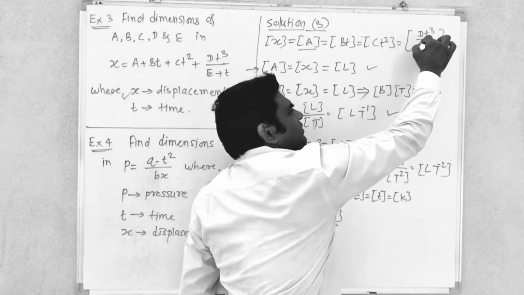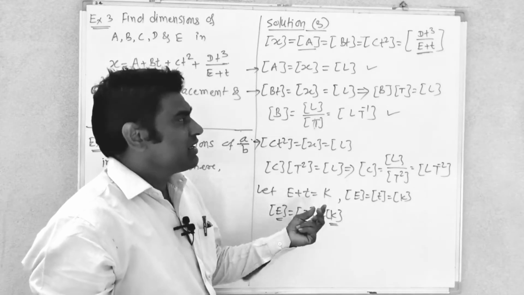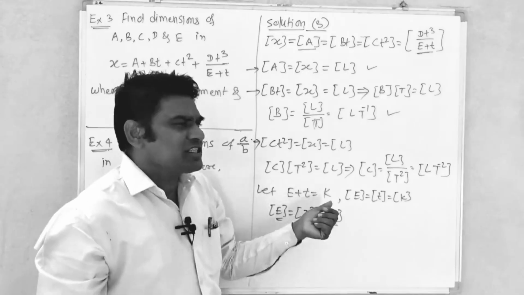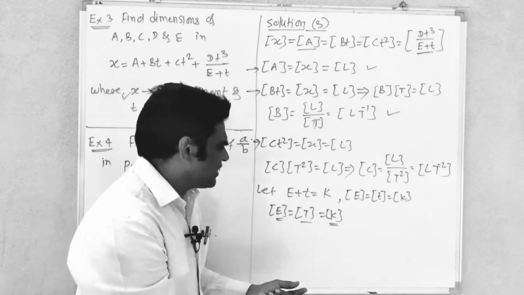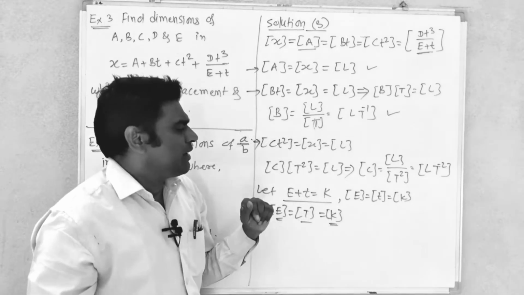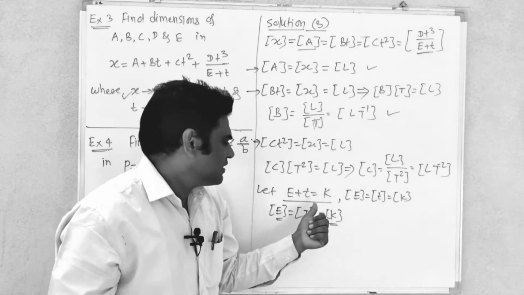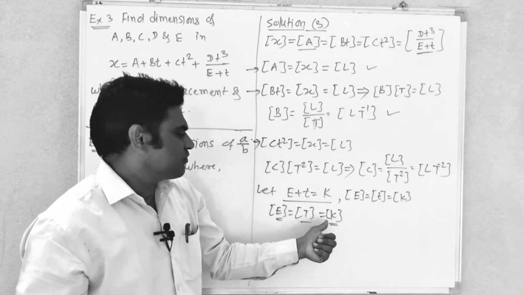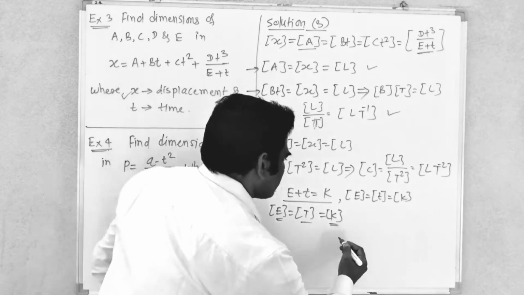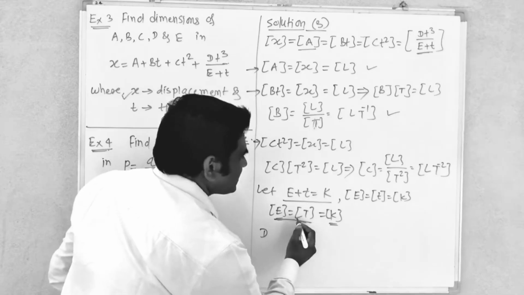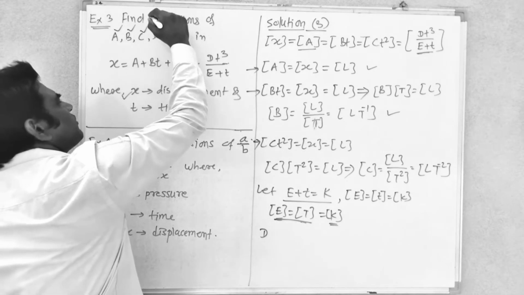Means the complete term E plus T is K, so dimension is also T. It does not mean that this plus this is T plus T square, no. Clear cut I have mentioned here. Assume E plus T is equal to K, and we can do this when these dimensions are equal, meaning dimension of K is the same as this, T. Now look, here one answer we have got, dimension of E is equal to T. So A we have calculated, B we have calculated, C we have calculated, E we have got.